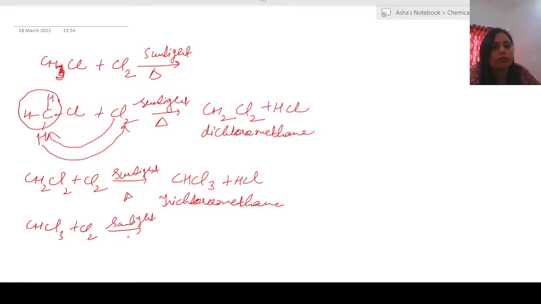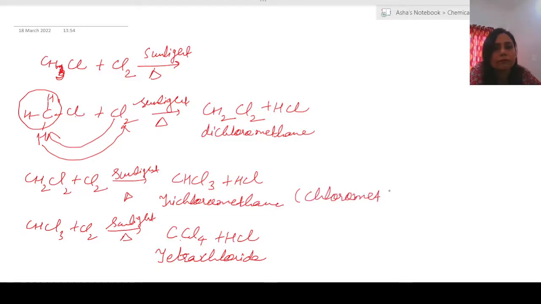In the presence of sunlight or very high temperature, again this Cl will kick this last H out and it will form CCl4 plus HCl. Its name is tetrachloromethane, or we also call it carbon tetrachloride. Trichloromethane is also commonly called chloroform. So it is carbon tetrachloride or tetrachloromethane.